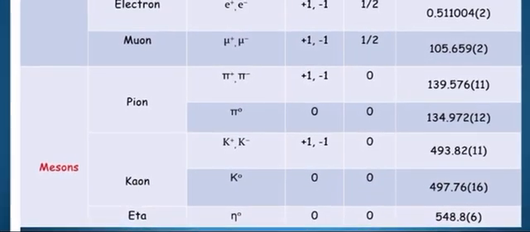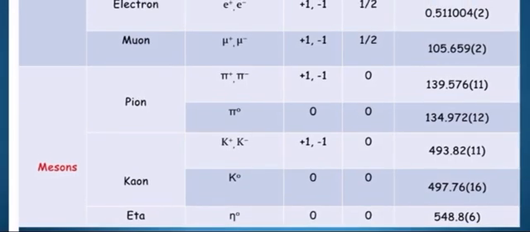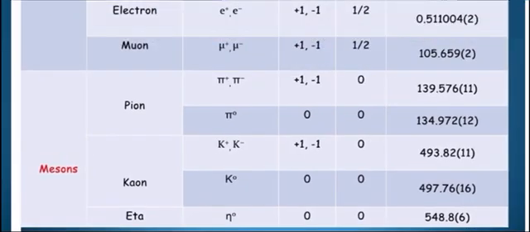Next we have the mesons. In the meson family, we have pions, kaons, and eta. We're talking about the pi family: pi positive, pi negative, and pi 0. Their charges will be +1, 0, and -1. Their spin is 0, and their rest energy is 139 and 134 MeV respectively. The next one is the kaons. In the case of kaons, we have three particles: K positive, K negative, and K 0. The same holds for their charges, spins, and rest mass energy. Next one is the eta. Its charge is 0, its spin is 0, and its rest energy is 549 MeV.